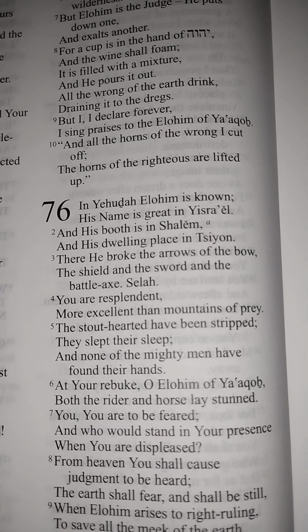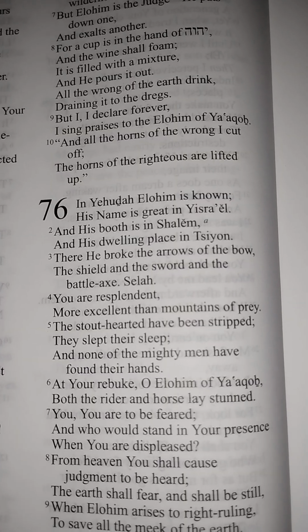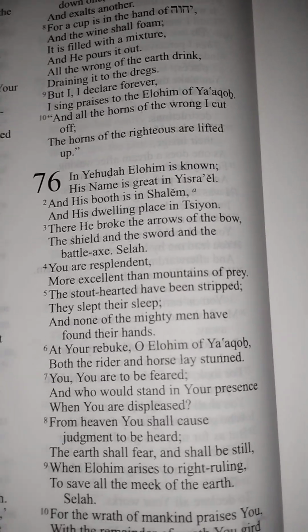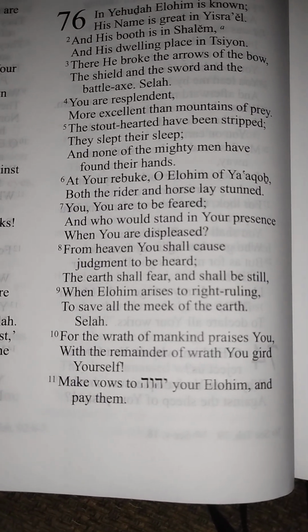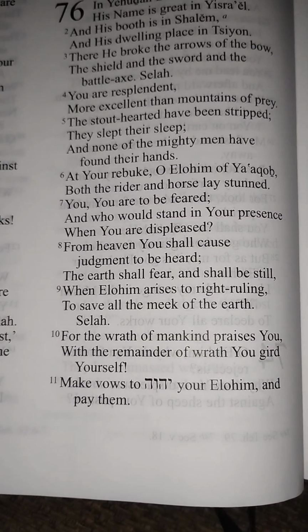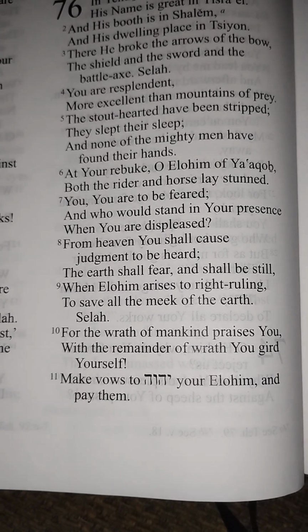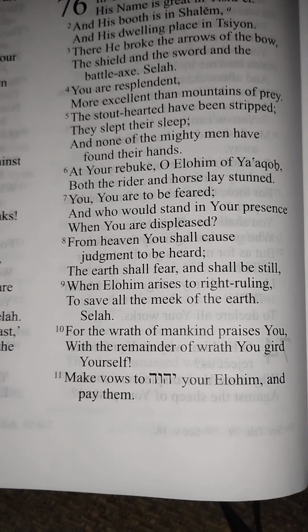You are resplendent, more excellent than mountains of prey. The stout-hearted have been stripped. They slept their sleep, and none of the mighty men have found their hands. At your rebuke, O Elohim of Yaakov, both the rider and horse lay stunned. You are to be feared, and who would stand in your presence when you are displeased?